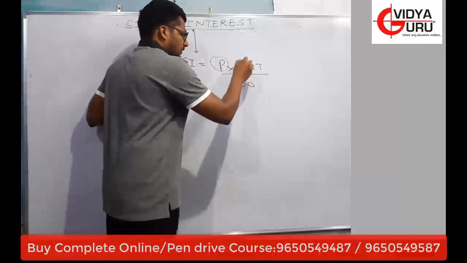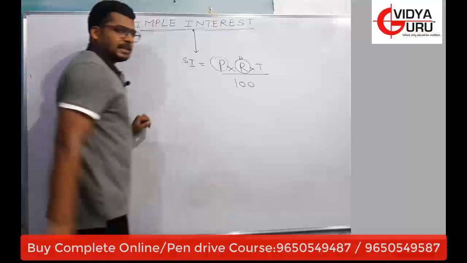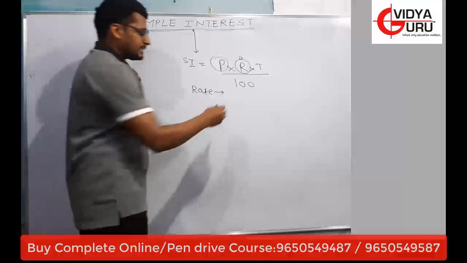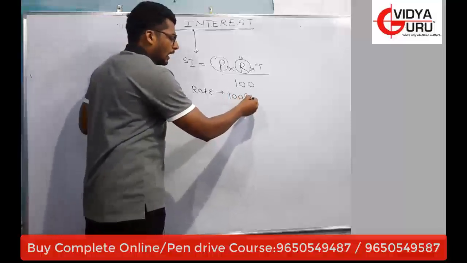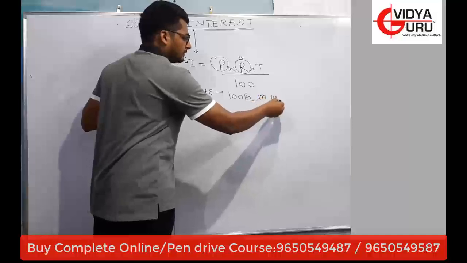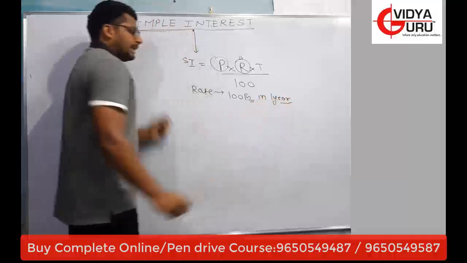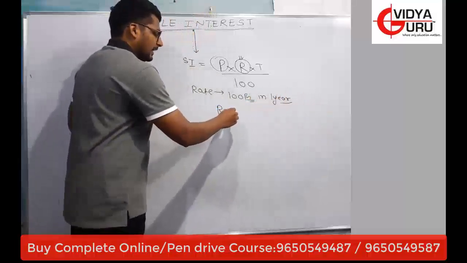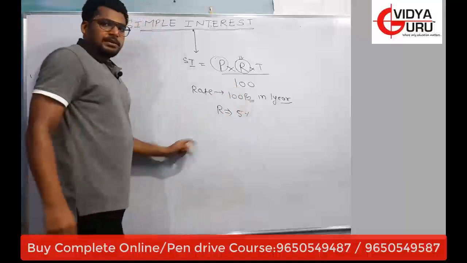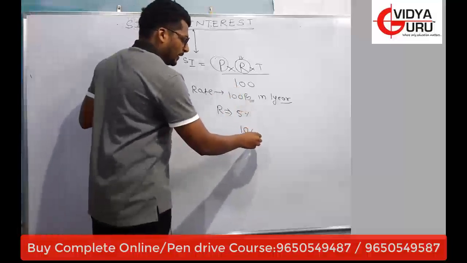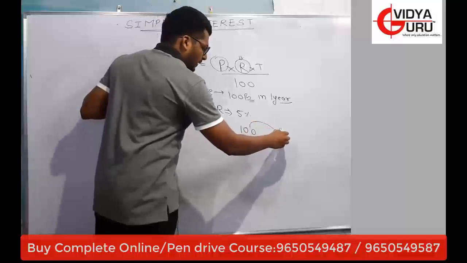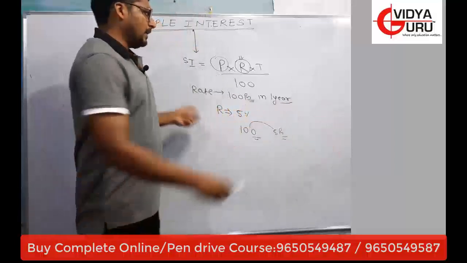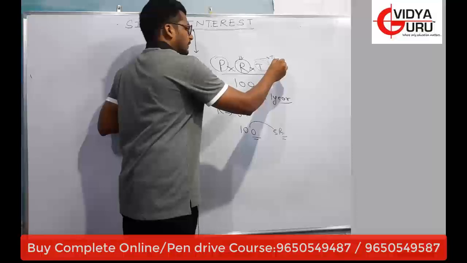Rate, the most important thing in simple interest, is rate. What is rate? Rate is interest paid on 100 rupees in 1 year. For example, if I am saying rate is 5%, that means in 1 year I have to pay 5 rupees on 100. That means rate is 5%. And T means time, for which the money is borrowed.